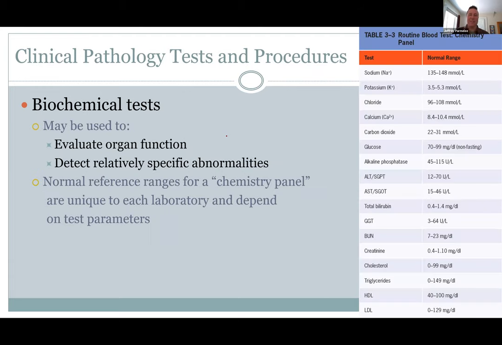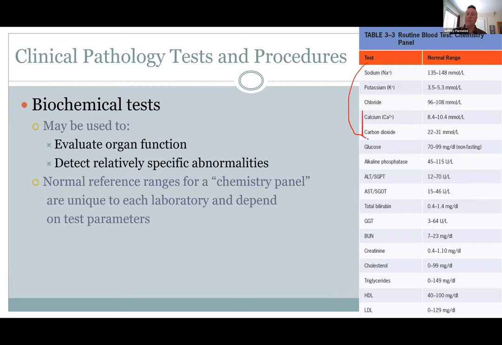So this shows a bunch on the right. And so here you get a whole chemistry panel of someone's blood. And you don't have to know these numbers, not now, not for me anyway, but you do need to know generally when you look at different things like sodium and potassium and calcium levels, there are certain ranges that are critical for life, right?